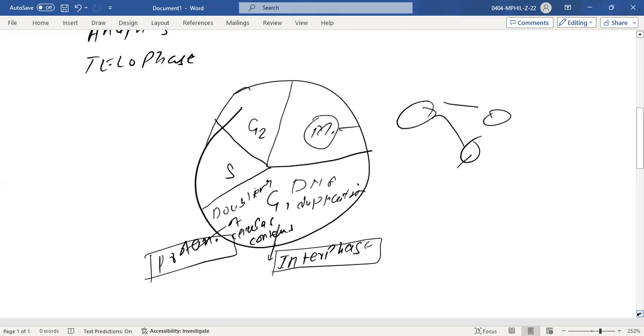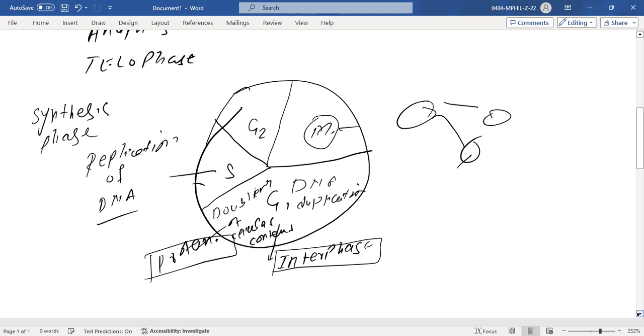Then you have the S phase, which we call the synthesis phase, right? At this point, the important thing is the replication of DNA. Do you have any concept about the replication of DNA? What do you mean by this? What type of replication always occurs in case of DNA?